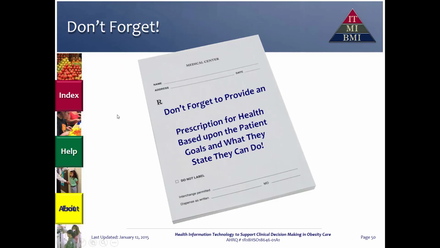And then finally, I want to remind you, don't forget to provide a prescription for health based on the patient's goals and what they state they can do. So in the case of this young lady, you would write the prescription out that she was going to increase the number of mornings that she was taking breakfast, that she was going to increase fruits and increase calcium, and then follow up, set the appointment for follow up.